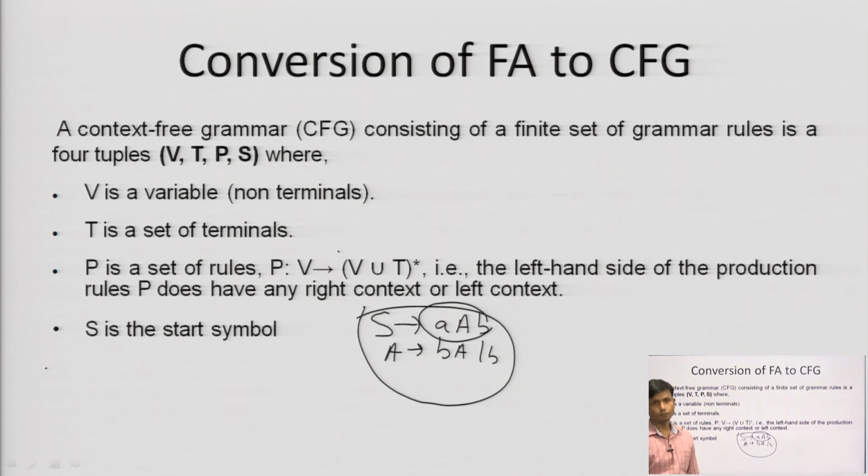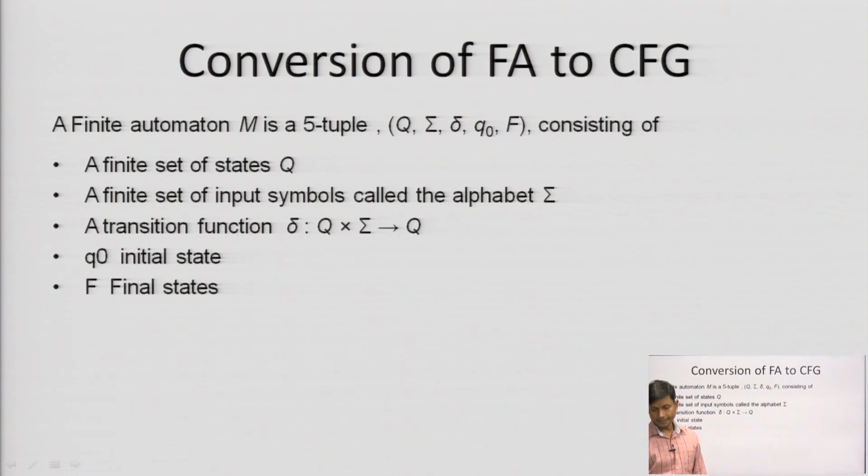So, we already know these are the context free grammar production rules and tuples. Now, if a finite automata is given, how do we convert it to a context free grammar? We already know that a finite automata has 5 tuples: capital Q, the set of states, sigma, the input alphabet, the transition function delta, Q0, the initial state, and F, the final states. If the diagram is given with these 5 tuples, then how will we convert them to V, T, P, S: variables, terminals, production rules and the starting symbol of the context free grammar.